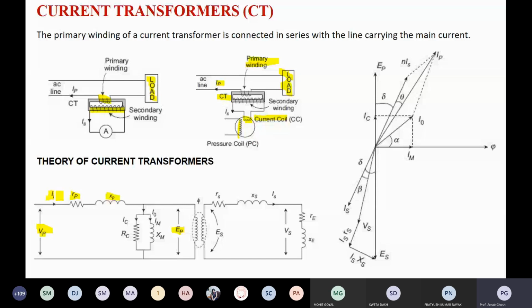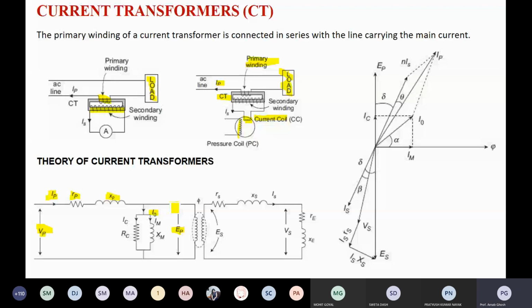Then IP has two parts, you know about that. I0 means the excitation current. Another current is there, that is IS dash. What is IS dash? IS dash is the secondary current referred to your primary side. That's why it is called IS dash. Why it is called equivalent circuit? I am coming to that later.